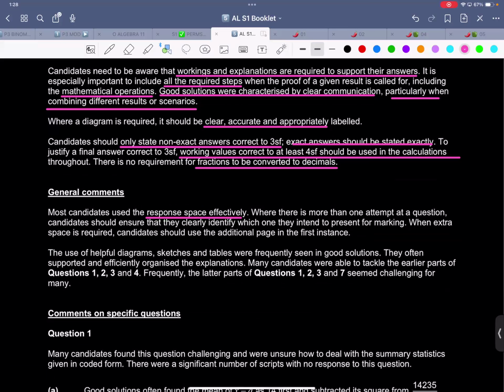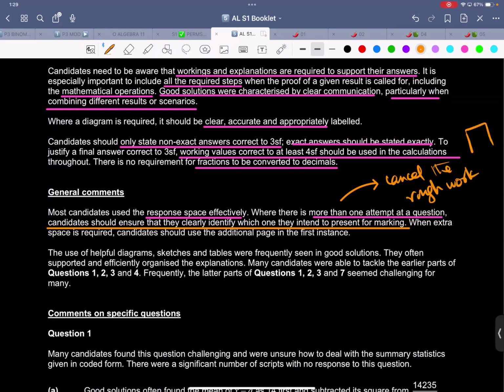Where there is more than one attempt at a question, candidates, yes, this is important, should ensure that they clearly identify which one they intend to present for marking. That means just cancel out the other thing. Candidates should ensure they clearly identify which one they intend for marking. That means cancel the other one out. So that is, cancel the rough work.